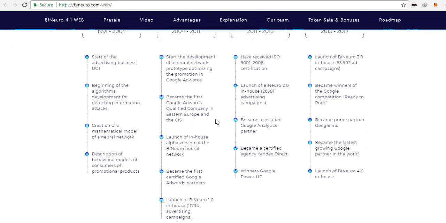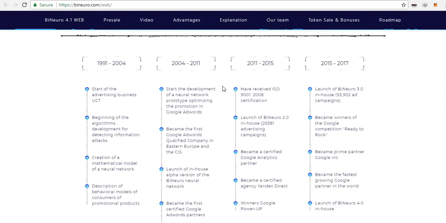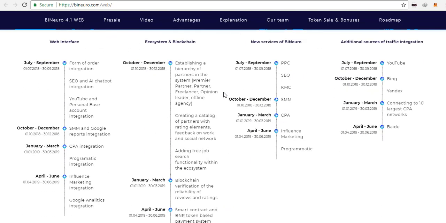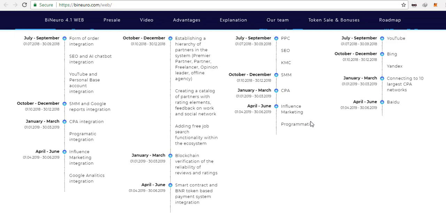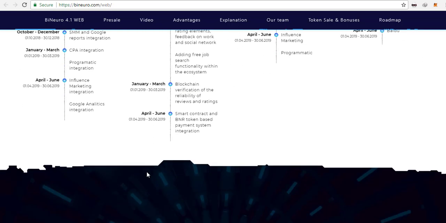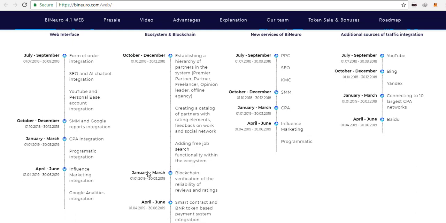On the basis of BiNeuro's practical experience of 80,100 real advertising campaigns, the number of parameters taken into account often reaches 300,000. Okay, and that's all for today. We have a really good statistic for BiNeuro.